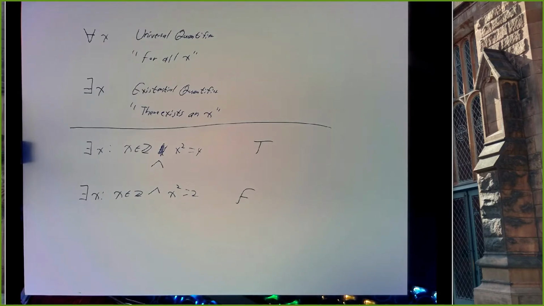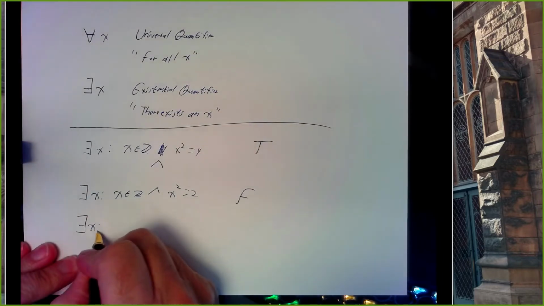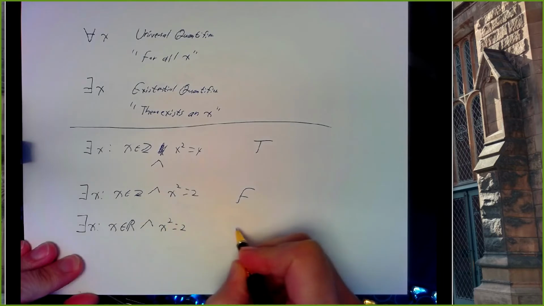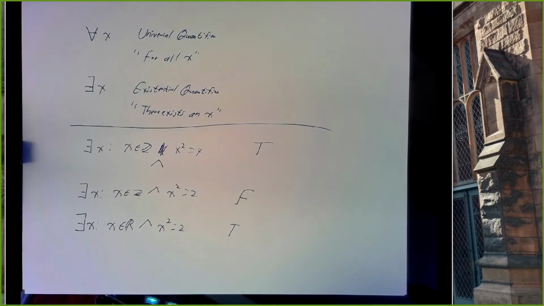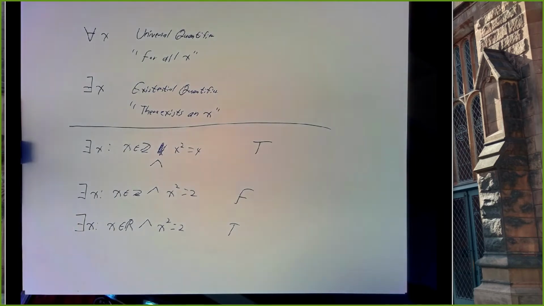In fact, there's no rational number, no fraction of integers, whose square is equal to 2. So that's a statement of the fact that the square root of 2 is irrational. But if I say there exists an x such that x is contained in the set of reals and x squared equals 2, that's a true statement. 1.4142 and so on is a real number and its square is equal to 2. It's called the square root of 2. So one thing to notice here is that the universe over which we're saying this x exists can be critical to the truth value of the proposition.